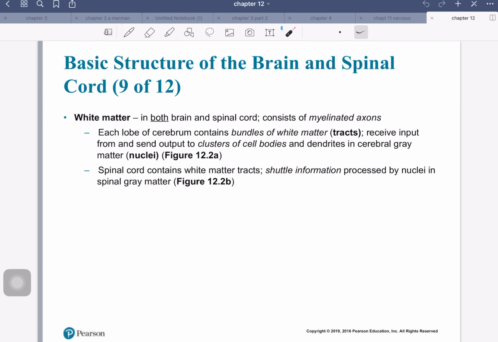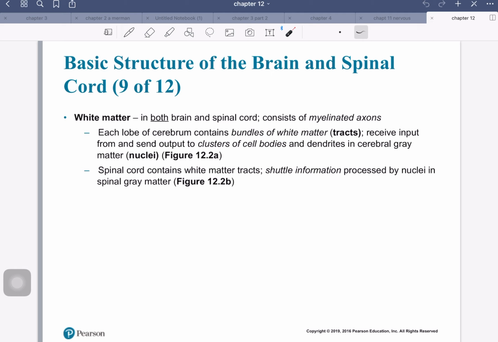Now, when we're looking at the brain and spinal cord, we'll see that we have white matter and gray matter. And both in the brain and spinal cord, white matter is white because of myelinated axons. Each lobe of the cerebrum contains bundles of white matter, and of course we call these tracts. Remember, the equivalent of that would be a nerve in the peripheral nervous system. Remember, tracts are a bundle of axons traveling together. But in this case, they're myelinated, so it's white matter.